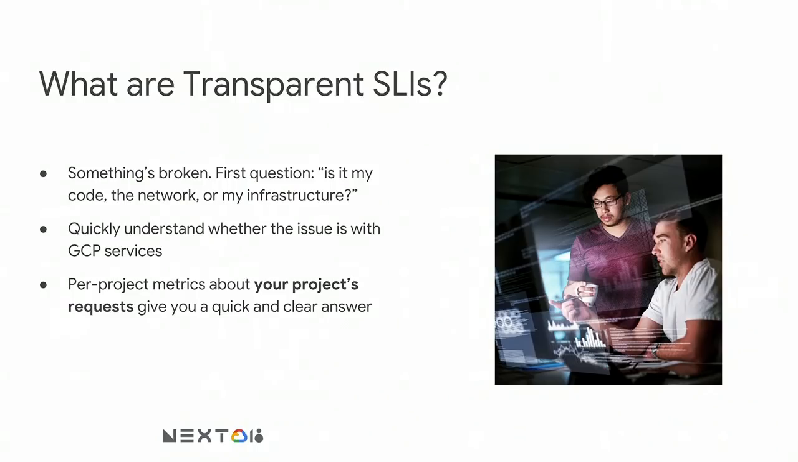Now, often the first thing that we'll do when we're debugging is to try to figure out roughly where the problem's coming from. Is it my code? Is it the network? Is it the infrastructure? That can be a really tricky thing to figure out. So Google's transparent SLIs help you answer the question of, is this problem coming from the infrastructure? They give you the ability to quickly understand if an issue you're seeing is correlated with an issue in GCP. And they give you per project metrics about your requests to help you answer this question.